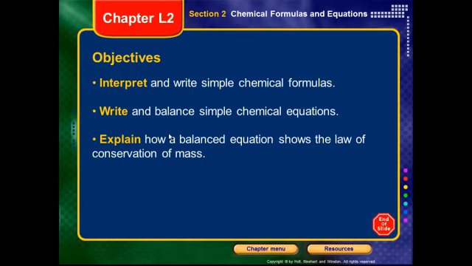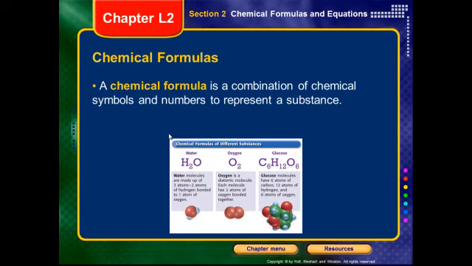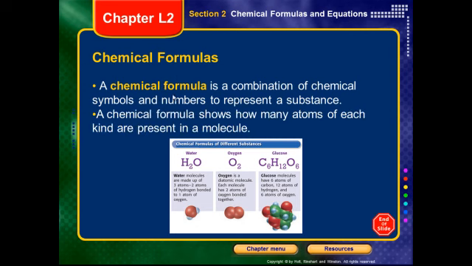Let's share our thoughts. When you say water, do you think that Japanese people will understand? Of course not. They speak a different language. So the scientists agreed to use chemical formulas to represent substances. For example, water, or the scientists would say H2O, sodium chloride, NaCl.